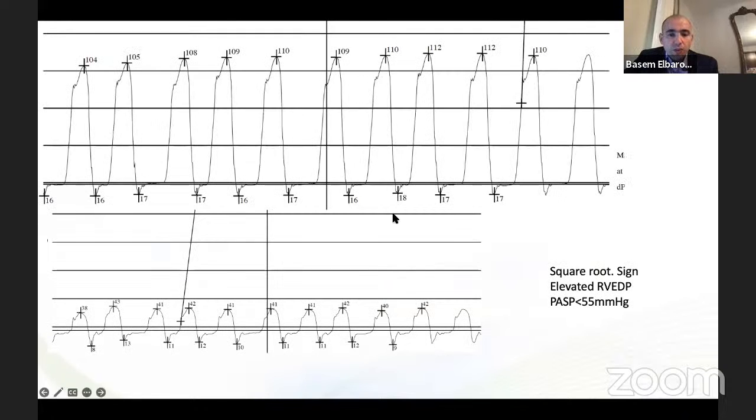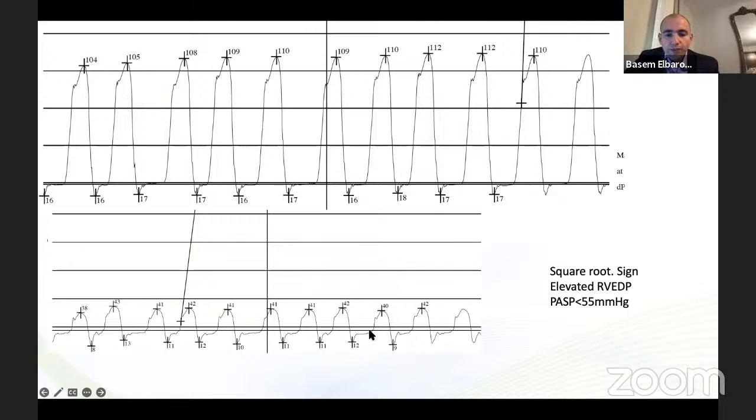So the first thing is the square root sign. You'll have a big decline in the pressure, on an exam, you'll see a rapid Y descent, and then it comes up quickly again, and then stabilizes. There's no more room to take, the pressure goes up, so you have the square root sign, so it'll be stable. Same in the right ventricle and the left ventricle.